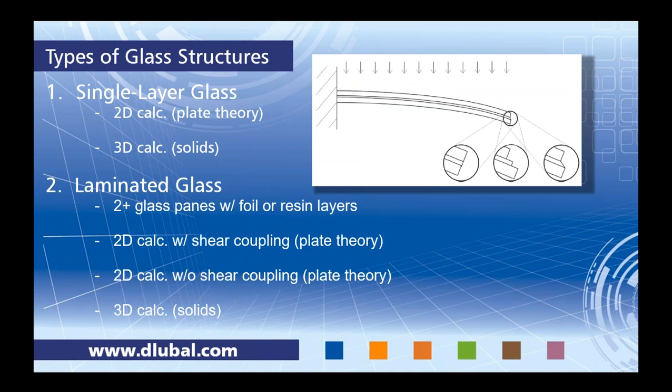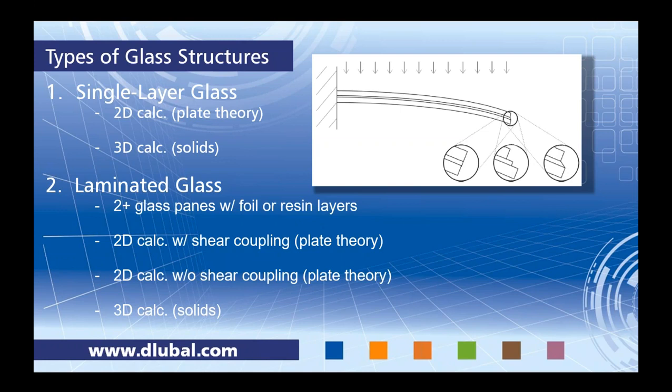So now I want to discuss the different types of glass structures that can be modeled in our program. There are three different types, the first being single layer glass and the most simple type. For this option, we can use a 2D calculation, which is plate theory, 2D finite elements, in order to analyze the single layer glass. We can also run a 3D calculation, which is solid elements, so finite elements in the X, Y, and Z direction.